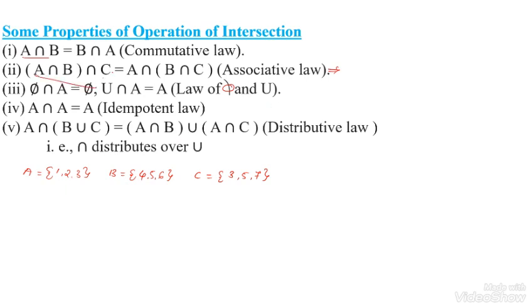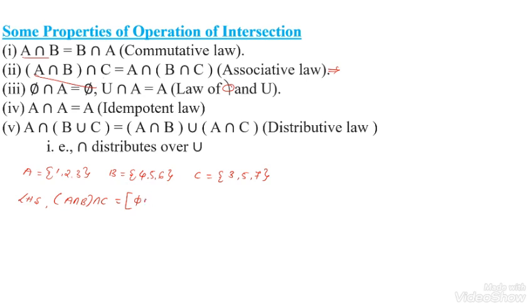Based on these three sets, I will check the associative law. First I will consider the left hand side, that is (A intersection B) intersection C. First I will take A intersection B. Between these two sets, 1, 2, 3 and 4, 5, 6, there is no common element. So I will write it as a null set.